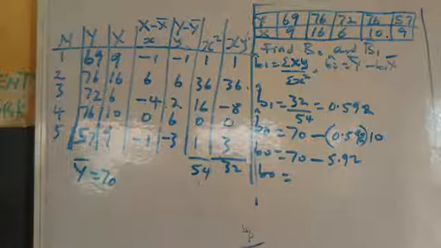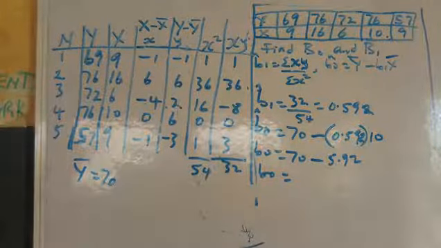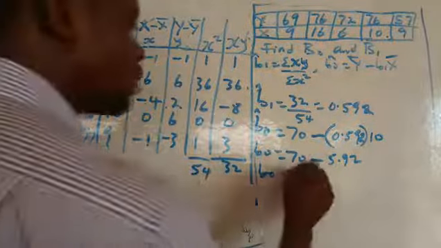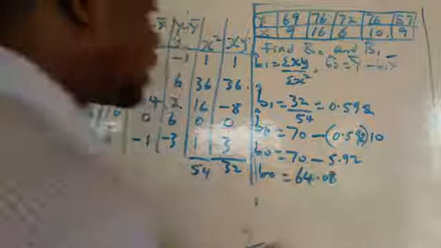Then what's going to be the final answer? What's our b naught? That's going to be 70 minus 5.92. Can somebody help me with that? Please help me with that. So that's going to be 64.08. That's going to be our b naught.